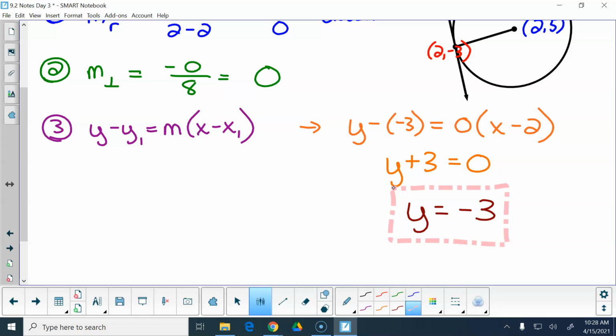Had it been the other way around, where the radius was horizontal, then the vertical line would have been the tangent line. They still have to be perpendicular. So then it would have been x equals 2 if we had switched this scenario. X equals lines are vertical. Y equals lines are horizontal. That hasn't changed forever.